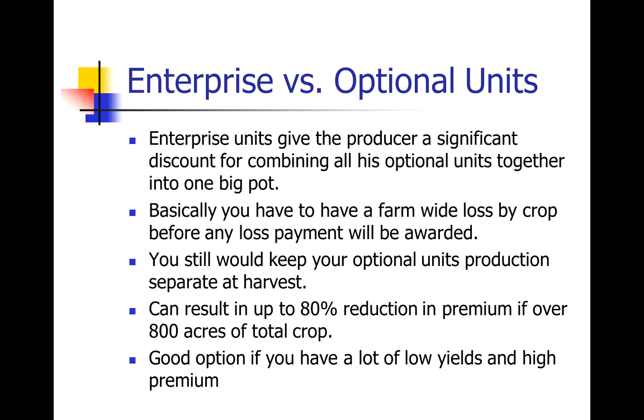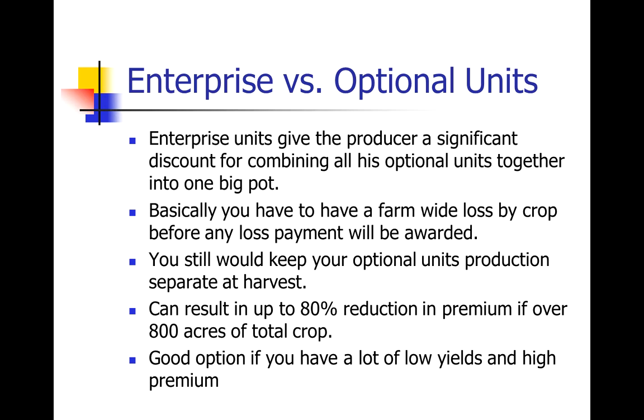So most of you guys are familiar with optional units on the crop insurance side, and that's the thing that we've always encouraged people to do because it'll pay you basically by section on your farm. So if you had one section or one unit get hailed out, the crop insurance would kick in, and that would award you a payment because that chunk of your farm had been wiped out. If you have enterprise units, you're going to get a huge discount on the premium side, but there's a possibility that you could get several sections wiped out by hail, let's say, and not get a payment because the rest of the farm did so well.